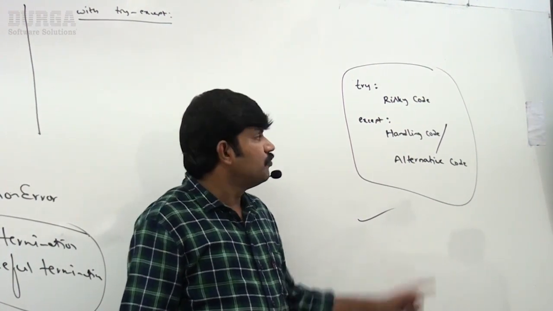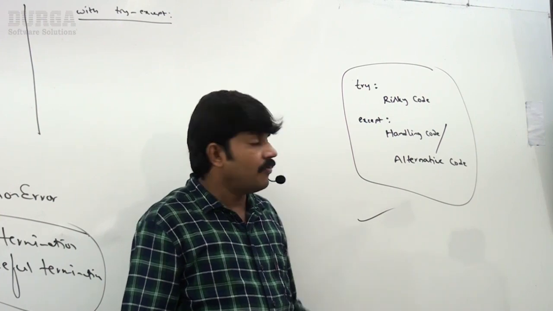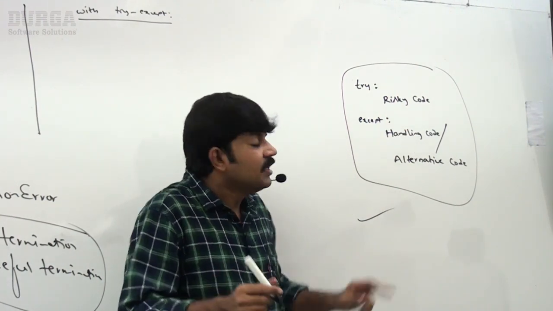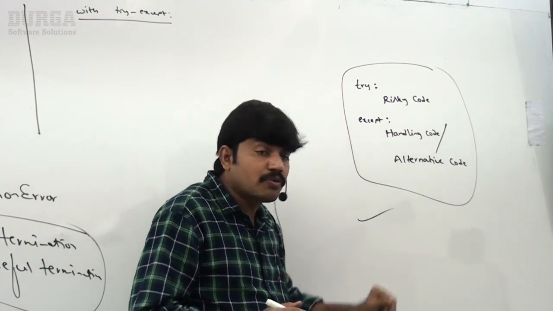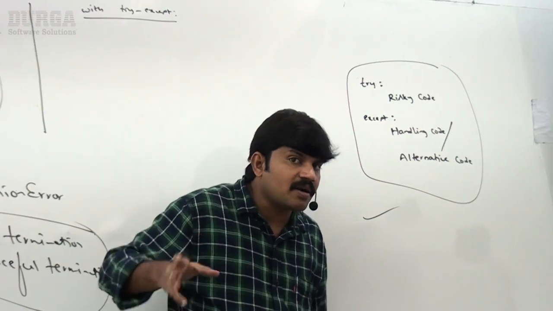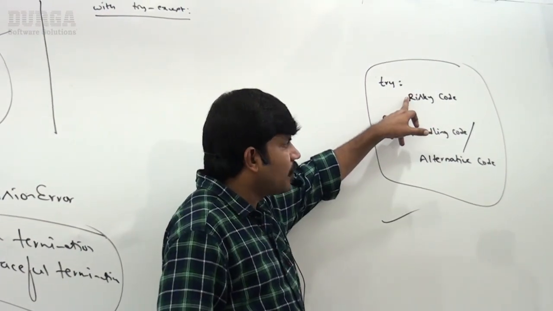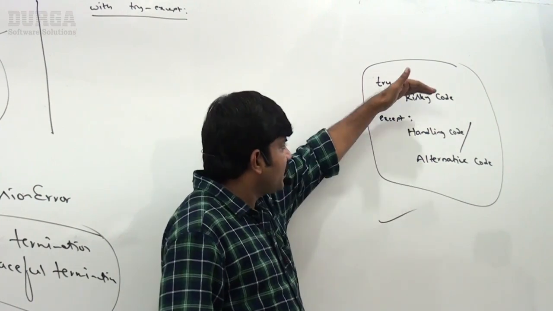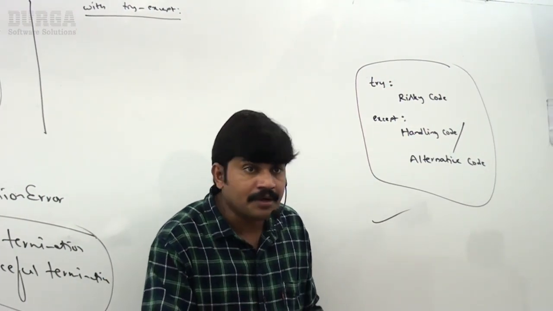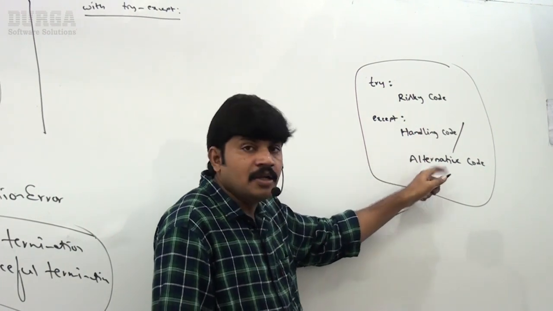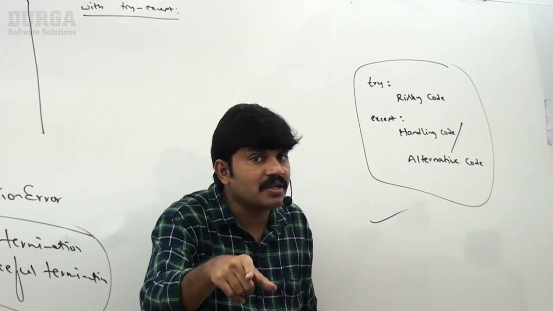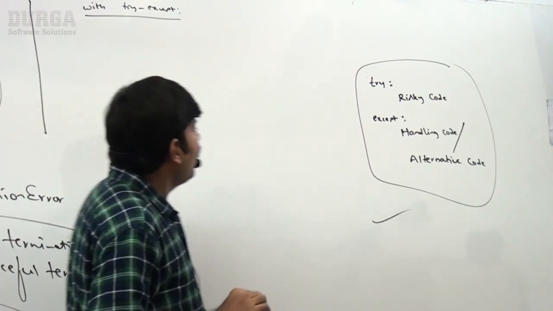Within the try block, which code do we have to take? What is the purpose of the try block, and what is the purpose of the except block? In the try block we take risky code. In the except block we take handling code, which is nothing but alternative code. If an exception is raised inside the try block, immediately the corresponding except block will be executed. Once the exception is handled, the rest of the program continues normally, which is a normal termination instead of abnormal termination.